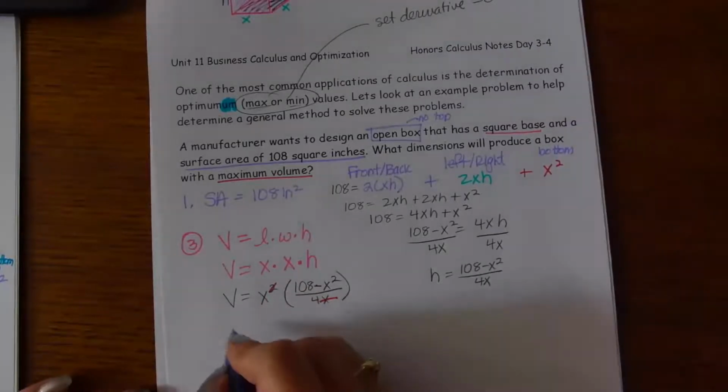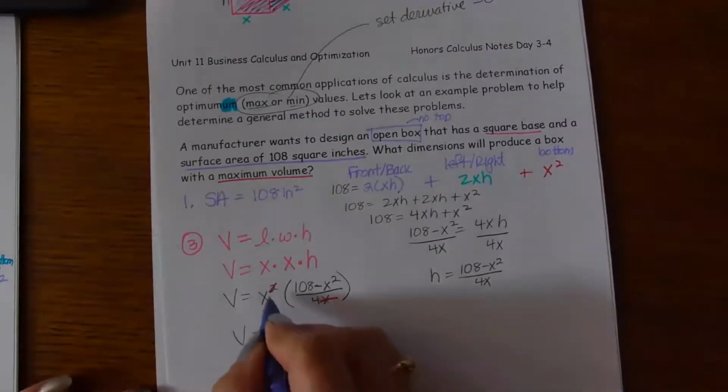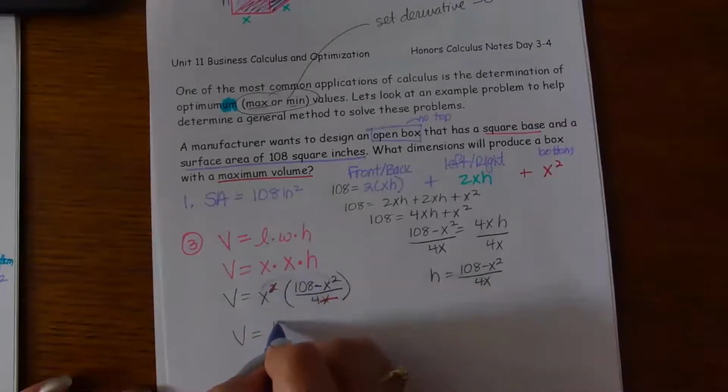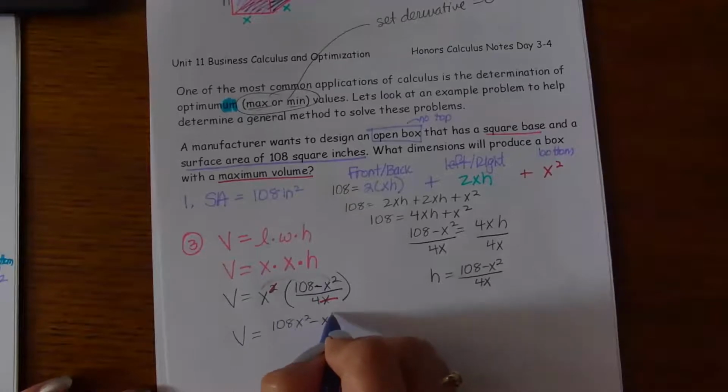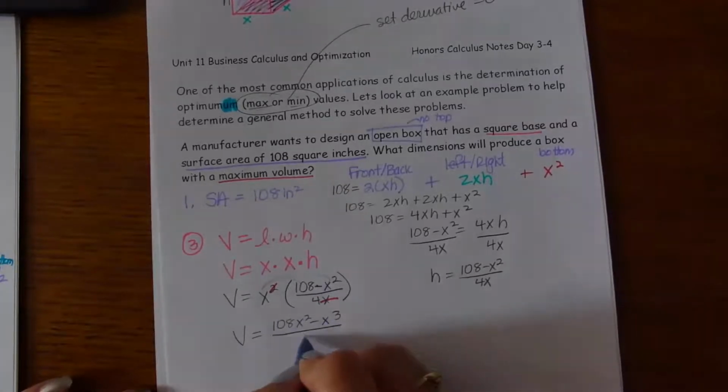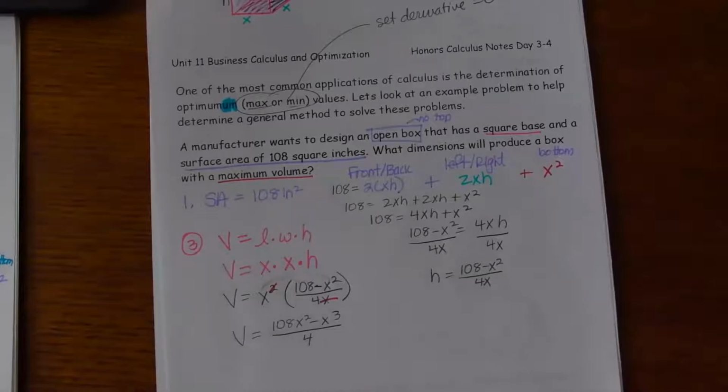Okay, so I can cancel that, and then I have v equals, now I'll distribute, 108x squared minus x cubed all over 4. We haven't done any calculus yet, right? We're only doing geometry right now. We haven't got to the calculus part.